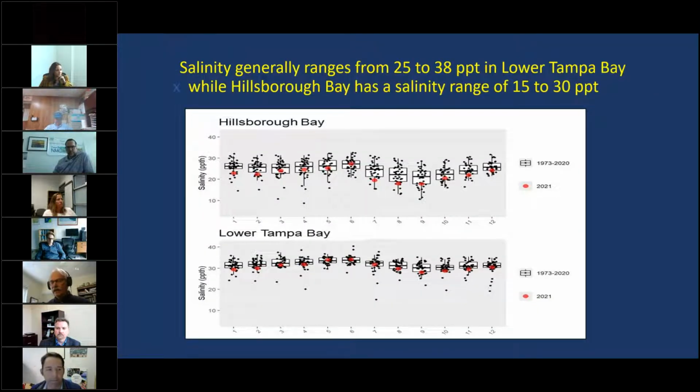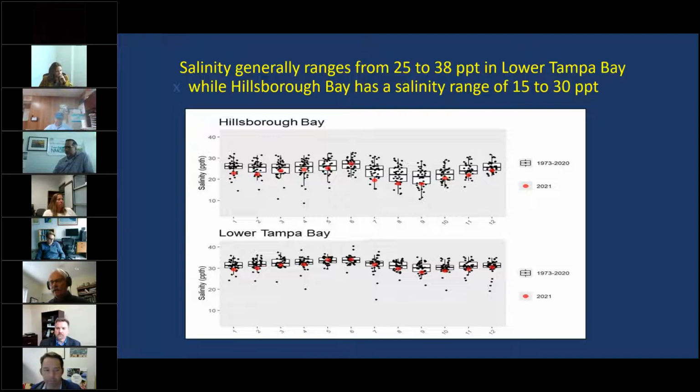This slide is from the Tampa Bay Estuary Program and shows box and whisker plots for salinity in Hillsborough Bay and Lower Tampa Bay. Notice that salinity is somewhat higher and less variable in Lower Tampa Bay due to its close connection to the Gulf of Mexico. The statement above the graph tells a story. I closely paraphrase this language from the Estuary Program's website, and it reads: salinity generally ranges from 25 to 38 parts per thousand in Lower Tampa Bay, while Hillsborough Bay has a salinity range of 15 to 30 parts per thousand.